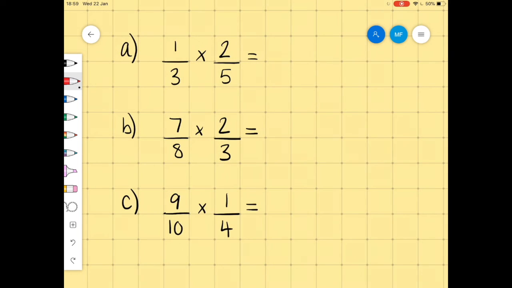So that is everything that you need to know about multiplying fractions. On the screen in front of you you've got some questions. Feel free to pause the video and have a go at them yourself, and when you're ready just hit play and the answers will be waiting for you.